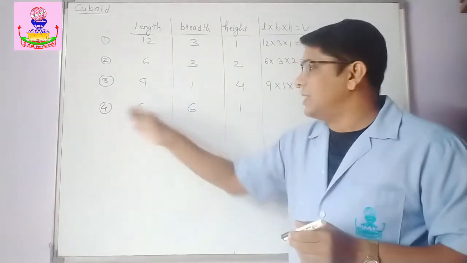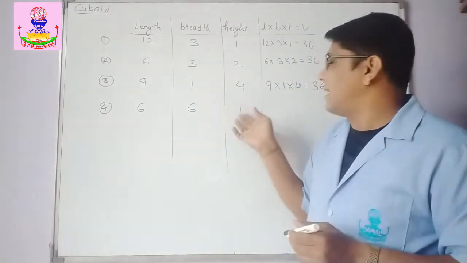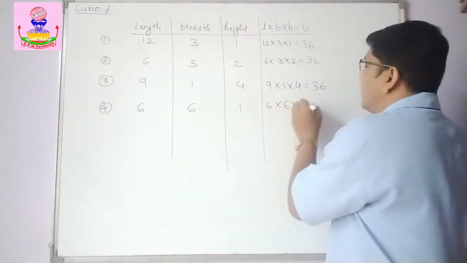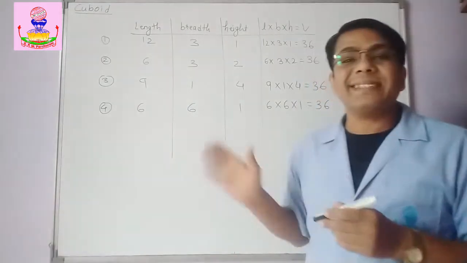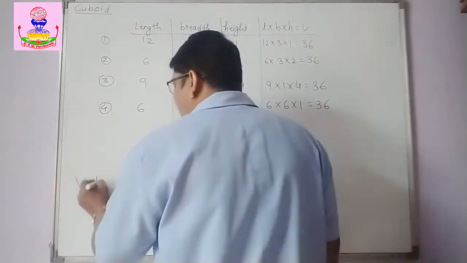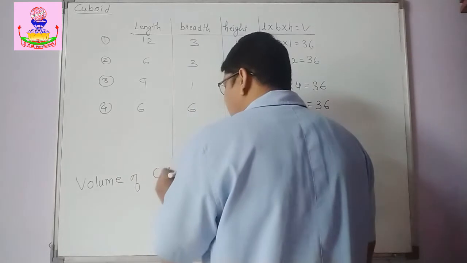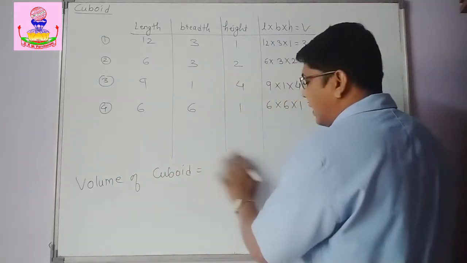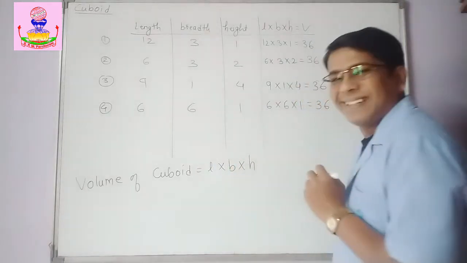Same way if you try for this: 6 length, 6 breadth and height 1. So 6 into 6 into 1. What will it be? 36. So from that we can get the expression for cuboid. What is that? Volume of cuboid is equivalent to length into breadth into height.